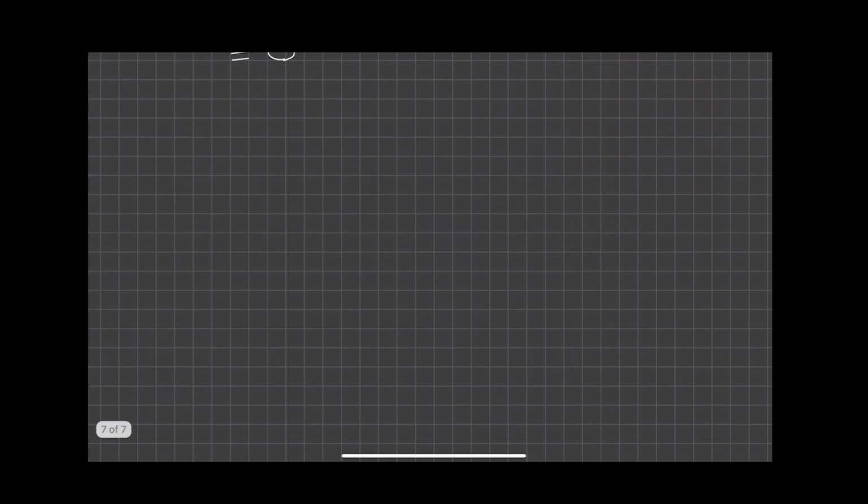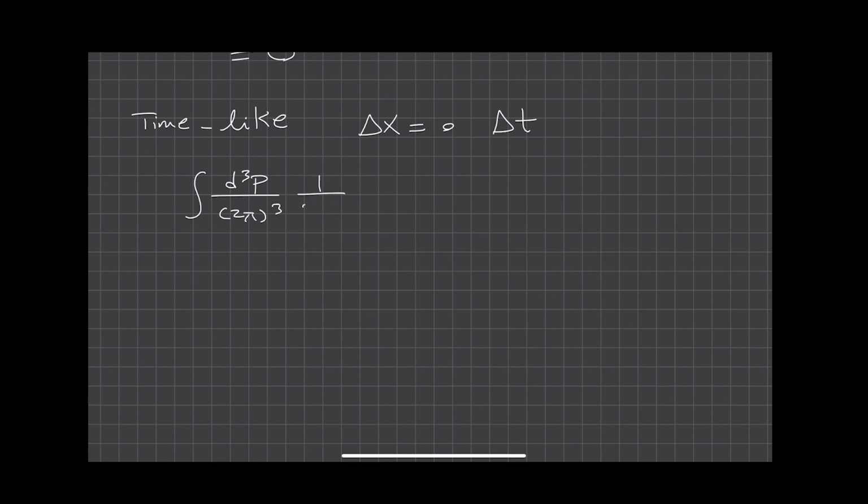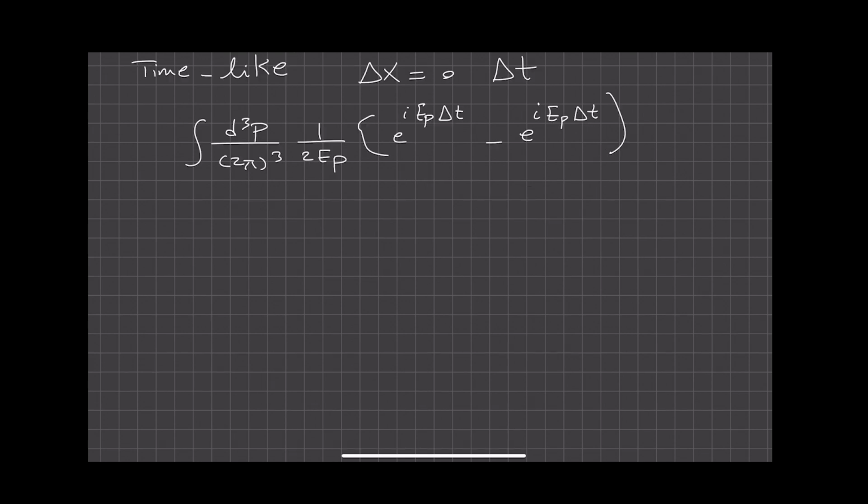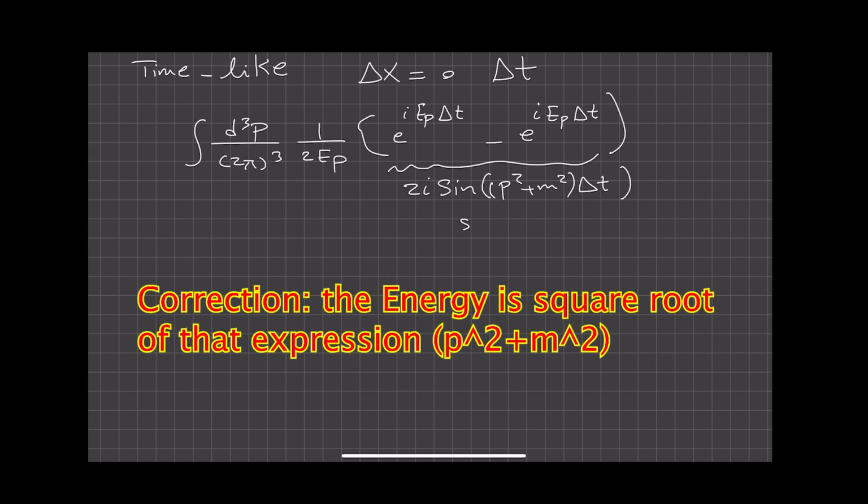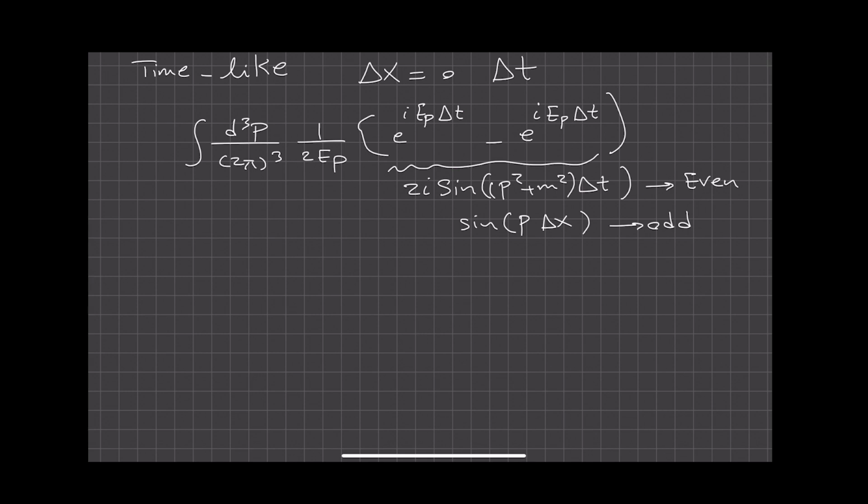Now for the case of time-like, we're going to have delta x equal to 0, and then we're going to have some delta t. So the expression would be exponential of i E_p delta t minus its conjugate, so that's again going to be 2i sine of the square root of p squared plus m squared times delta t. But this is not like the sine of p delta x. That was the odd function, but this is the even function. So the even function integral is not equal to 0.